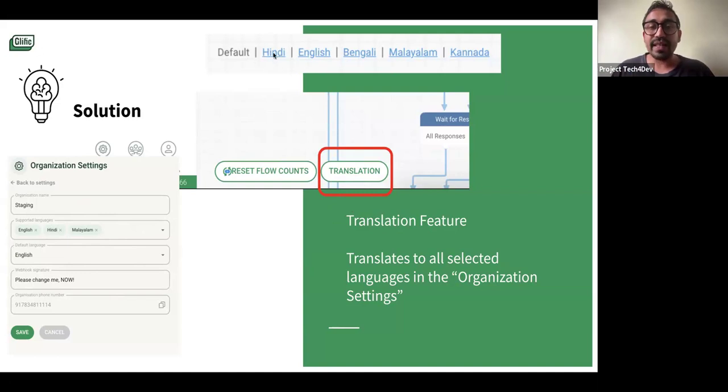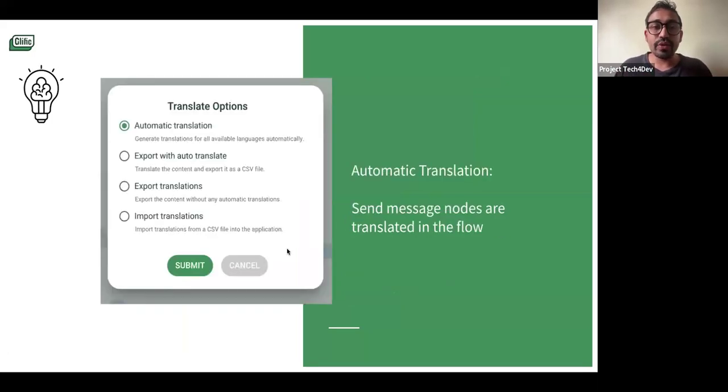They will appear next to the default, Hindi, English, Bengali, depending on whatever you have selected. Once you click this translation, the feature will allow you to translate into all the languages that you have selected. So this is at a high level. Now I'll quickly go into the details. Once you click translate, you get these four options.